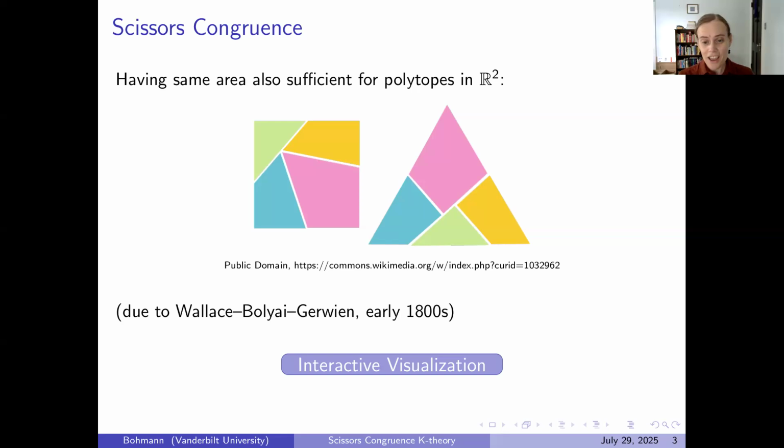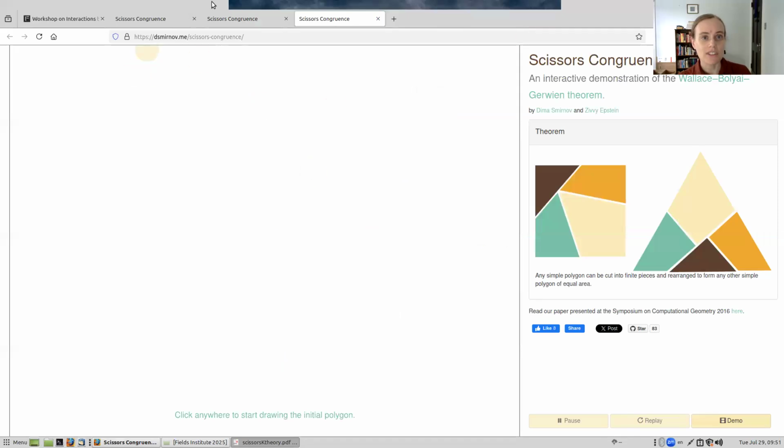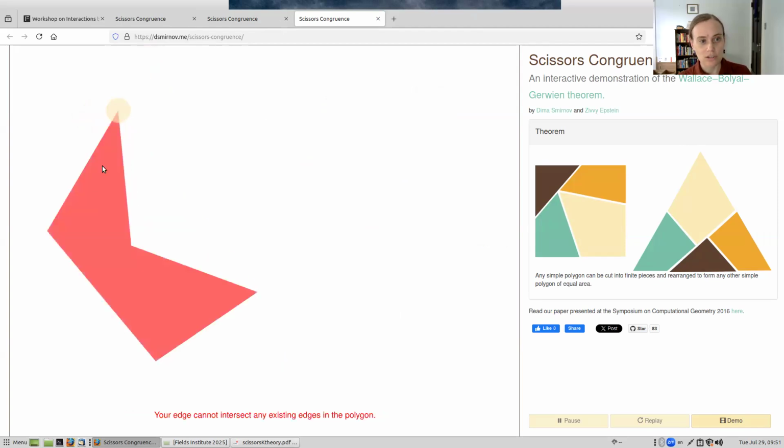And it's pretty cool. In fact, it's so cool that there's a beautiful interactive visualization that I'd like to share with you. So let's see if I can share it here. It's a beautiful scissors congruence demonstration. You can draw some two-dimensional Euclidean polytopes. So here's one, this fun shape, and then I'm going to draw another one.